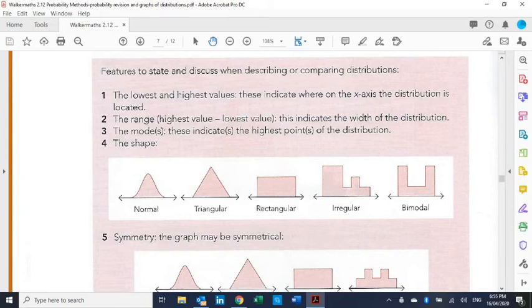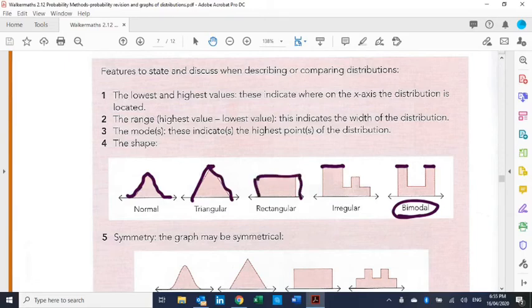The modes, these indicate the highest point of the distribution. So if you see here, this point on the top of that triangle would be a mode. This number would be a mode. This one has 2 modes, so it's called bimodal. Okay. You also, we talk about the shapes. So this one, where you see this nice soft curve, is called the normal distribution. Clearly that one's triangular, rectangular. This one goes all over the place, so it's simply irregular. And this one has 2 high points, so it's called bimodal.